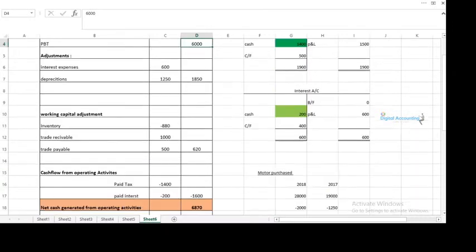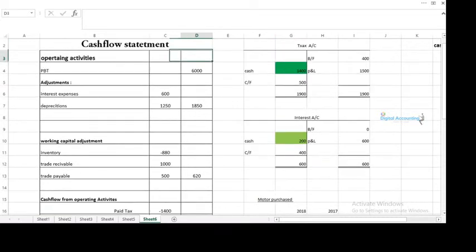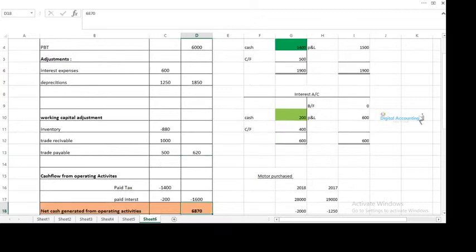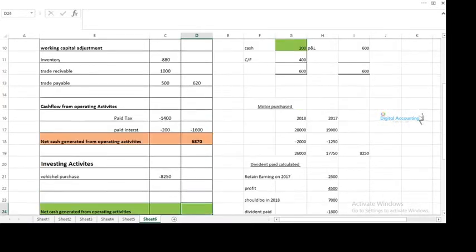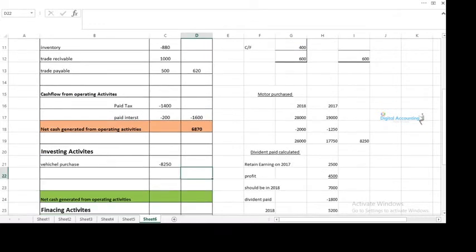Here we are adjusting from the profit, and let's summarize by totaling all the net operating activities. Then the investing activities, with only one item, vehicle purchase. That is the net cash flow of investing activities here, the 800 minus 8250. That is only one value, the vehicle purchase.